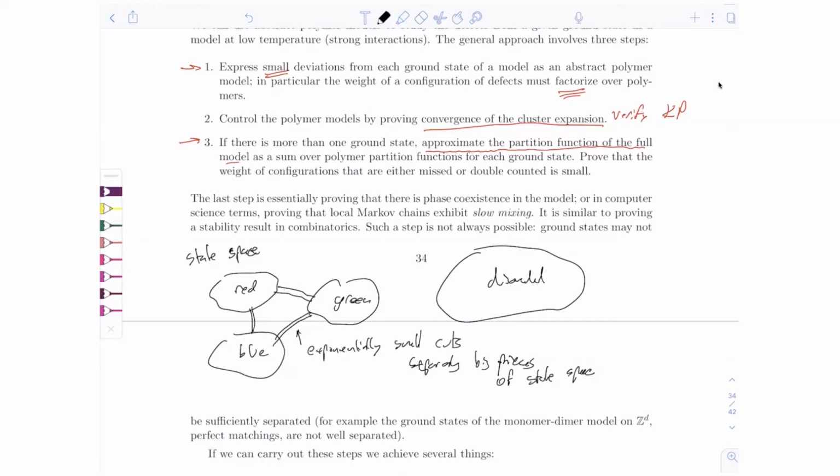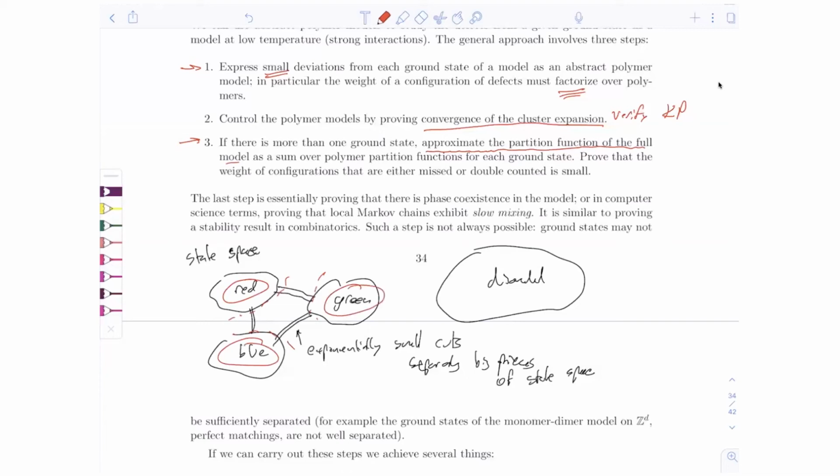And if we can prove a picture like this, and what do I mean? I mean that if you ignore these exponentially small bits that connect, then we can really say that the partition function is the sum of the red, the blue, the green.